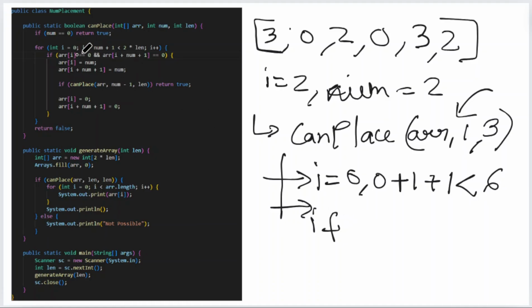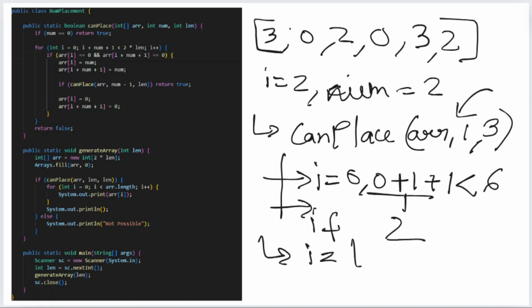So we can just check if array of I, where I is 0 currently, and array of I plus num plus 1, which is basically our 2. The first element is not empty, so we will not be able to enter the loop. So the for loop will continue and we will be getting I equal to 1.